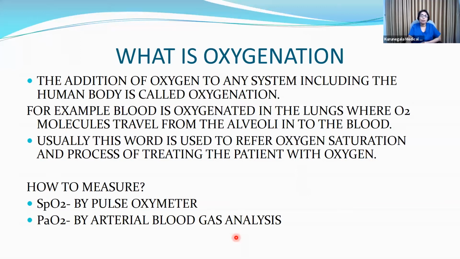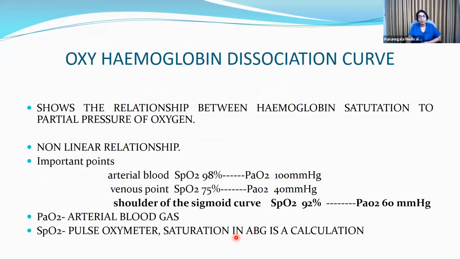How are we going to measure oxygenation? We can use pulse oximetry, that is to measure the oxygen saturation. Or if not, we can do an arterial blood gas analysis. There, PaO2, that is the partial pressure of arterial oxygen, is the denominator. If you are talking about oxygenation, we can't forget the oxyhemoglobin dissociation curve. This curve shows the relationship between hemoglobin saturation and partial pressure of oxygen. In a short while, I'll show you the graph.